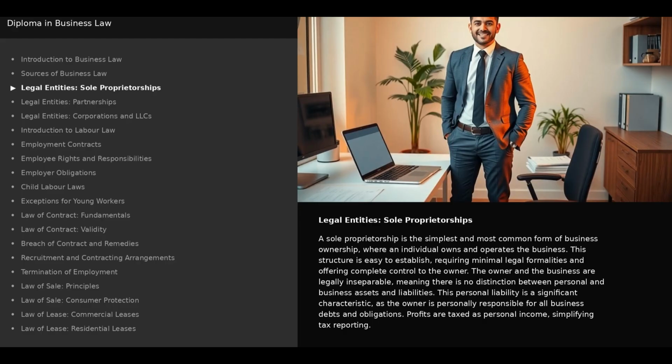Legal entities. Sole proprietorships. A sole proprietorship is the simplest and most common form of business ownership, where an individual owns and operates the business. This structure is easy to establish, requiring minimal legal formalities and offering complete control to the owner. The owner and the business are legally inseparable, meaning there is no distinction between personal and business assets and liabilities. This personal liability is a significant characteristic, as the owner is personally responsible for all business debts and obligations. Profits are taxed as personal income, simplifying tax reporting.